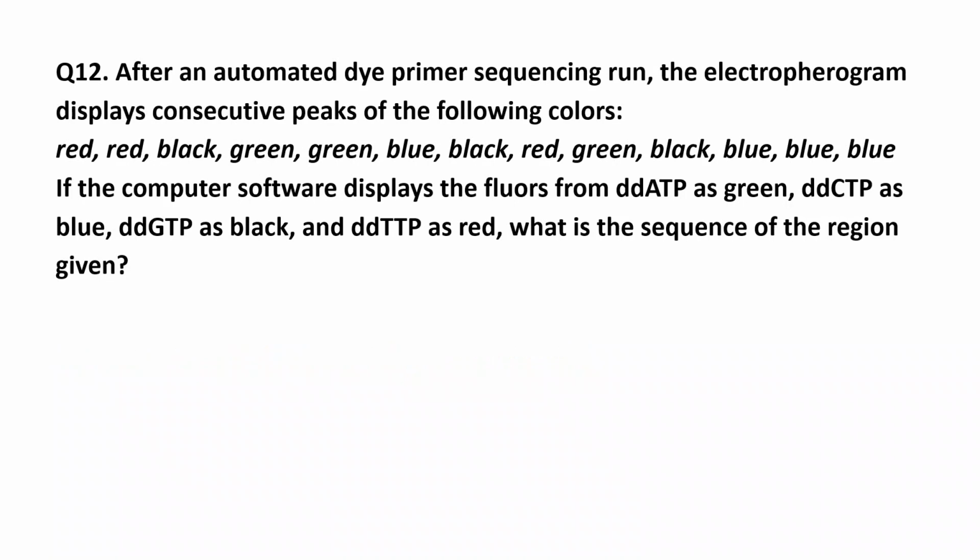After an automated dye primer sequencing run, the electropherogram displays consecutive peaks of the following colors. The computer software displays the fluorescence from ddATP as green, ddCTP as blue, ddGTP as black, and ddTTP as red. What is the sequence of the region given?